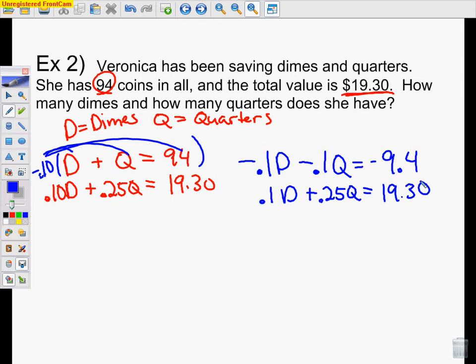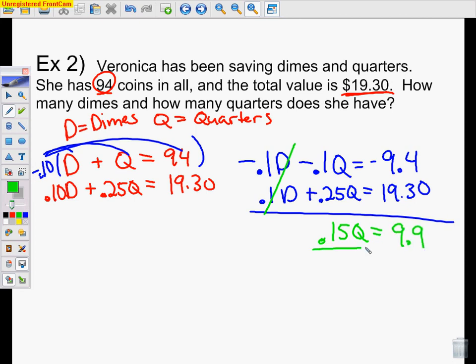All right, now we're going to go ahead and just add down. So when we add down, the D's cancel out. Negative 0.1Q plus 0.25Q is 0.15Q. And negative 9.4 plus 19.3 is 9.9.